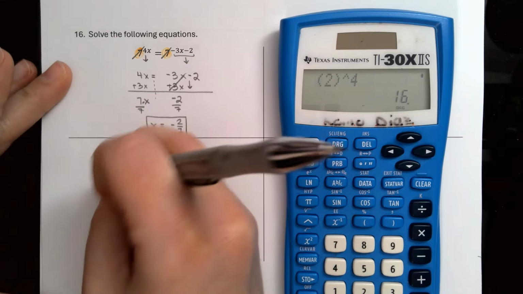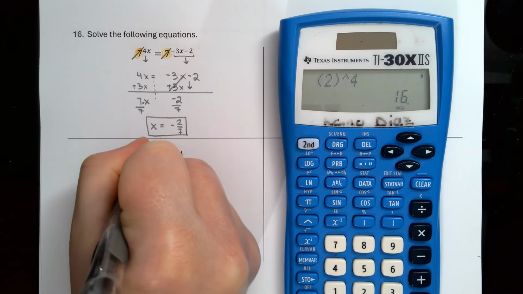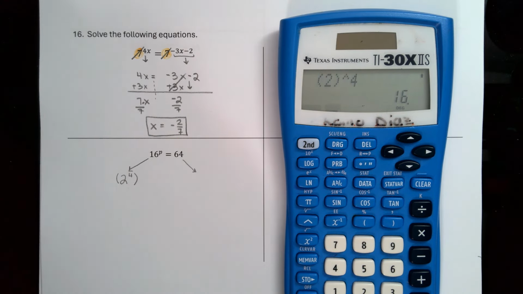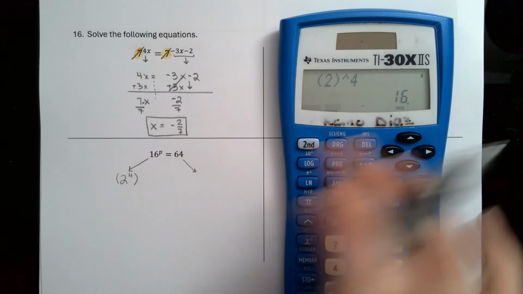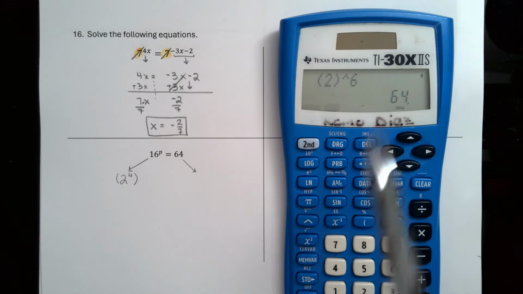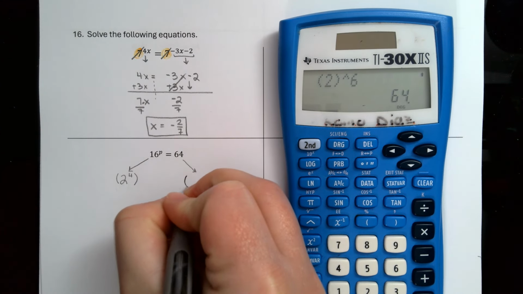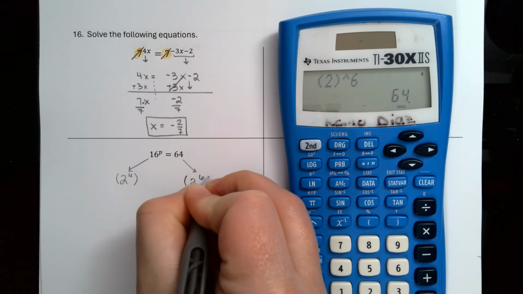Let me erase that and write that better. 2 to the power of 4 is 16. But I also need 2 to give me 64, so I'm going to keep going. Here's 5, no, that's not 64. Here's 6, it is 64. So I can also rewrite 64 as 2 to the power of 6.